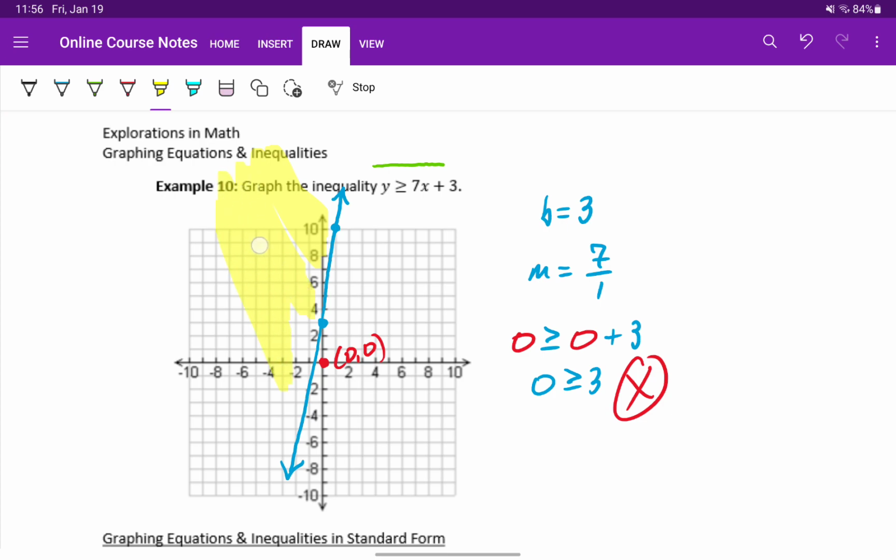So we would shade this entire region above or to the left of the line, kind of depending on how you're looking at that line, but the entire side of the graph that does not include (0, 0). And you could test this. You could choose a point like (-8, 0), plug it into that inequality statement, and see that it would make it true.